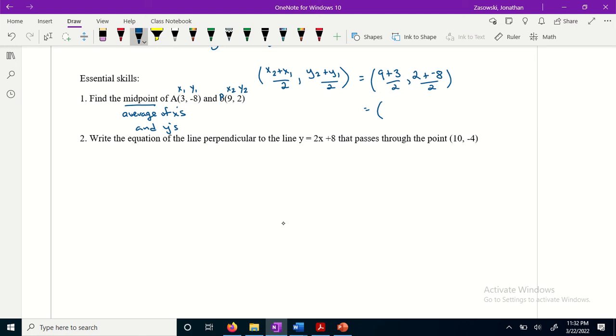So just double check. X's, y's, good to go. Okay, so 9 plus 3 is 12, divided by 2 is 6. And 2 plus negative 8 is negative 6, divided by 2 is negative 3. And so that is going to be our midpoint.